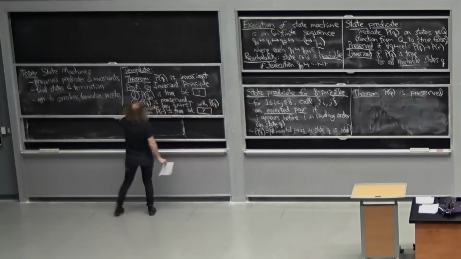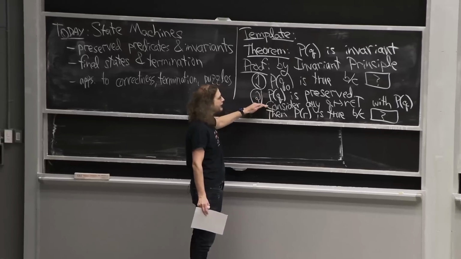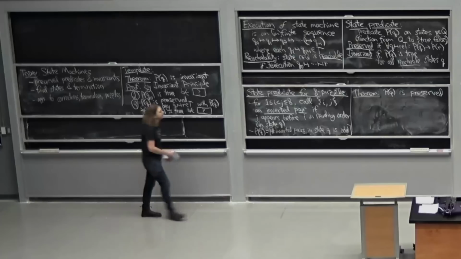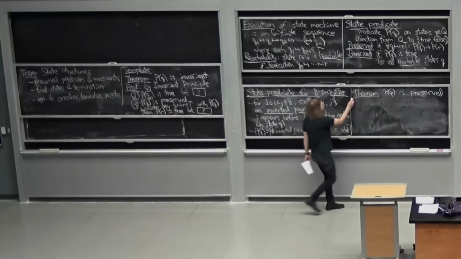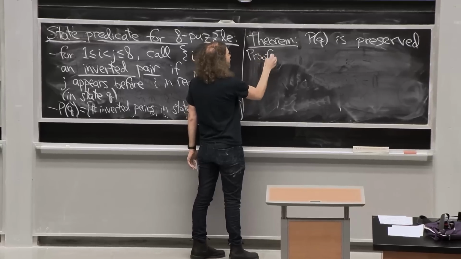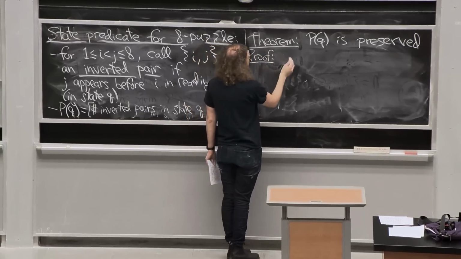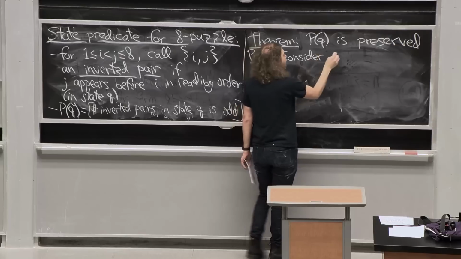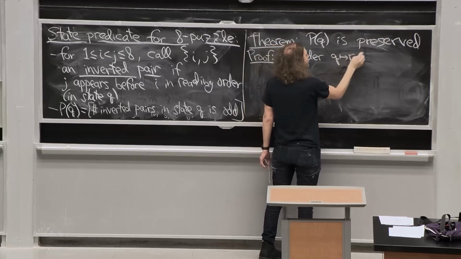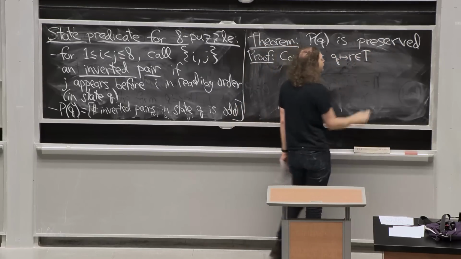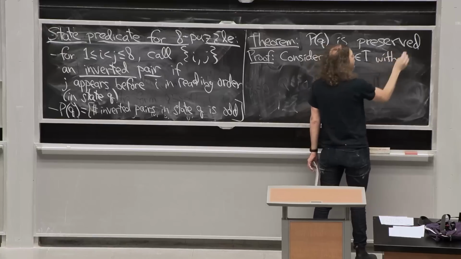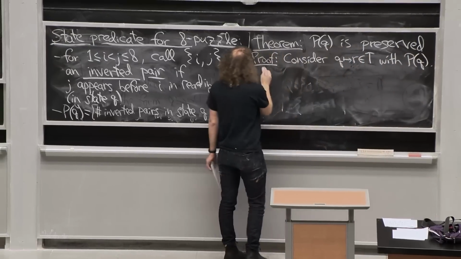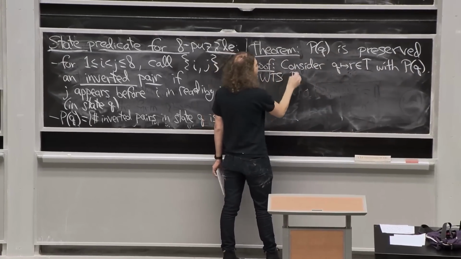We want to prove P of Q is preserved. So we consider any transition Q to R where P of Q is true. We need to prove P of R is true. OK, so here, let me plug in the outline of step 2 there. Consider any transition Q to R that's valid, it's in T, where P of Q is true. And we want to show P of R is true.